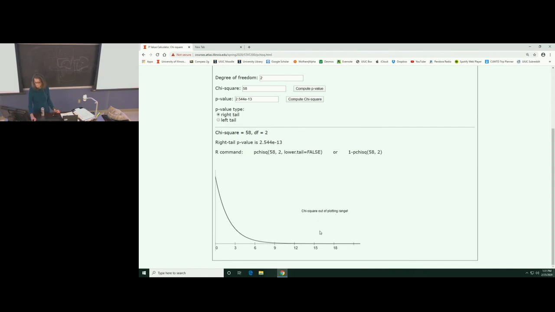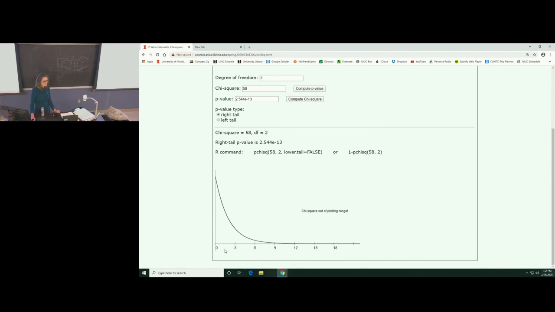Chi-square is out of the plotting range. You can't see it. They can't plot it, because these numbers are all drawn to scale, so they can't fit 58 on here. If you made it twice as long, it would be 36. It's a little bit off the computer, so we can't even see it.